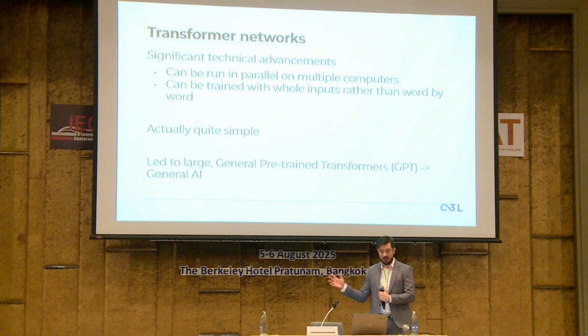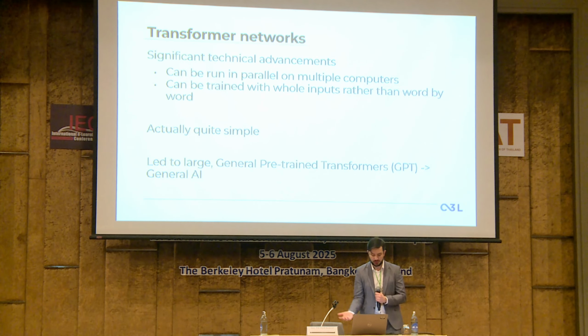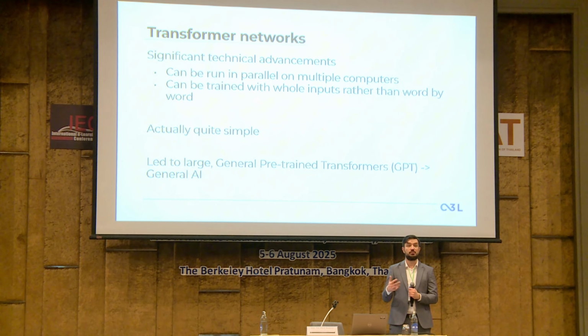And then you can run them in parallel. You can train them. They improved training as well. Rather than word by word, now they were feeding entire sentences into these machines, and they were much quicker to develop. So that's how we came to something called generative pre-trained transformers. We build these networks on a bunch of data, and then you get this model, ChatGPT.